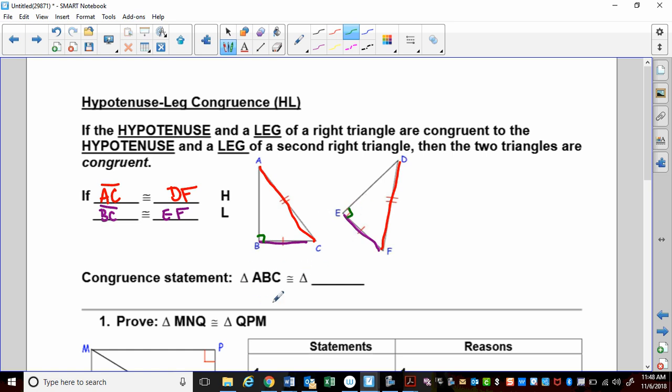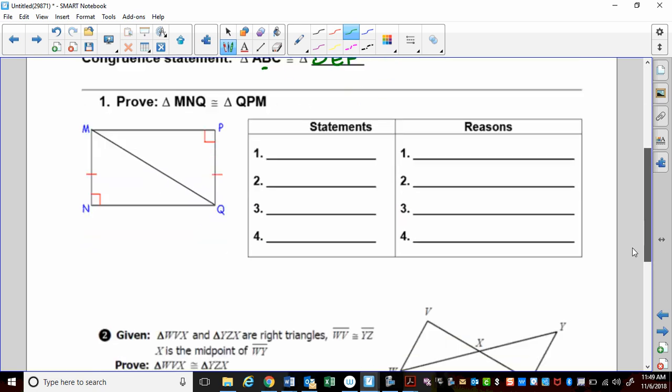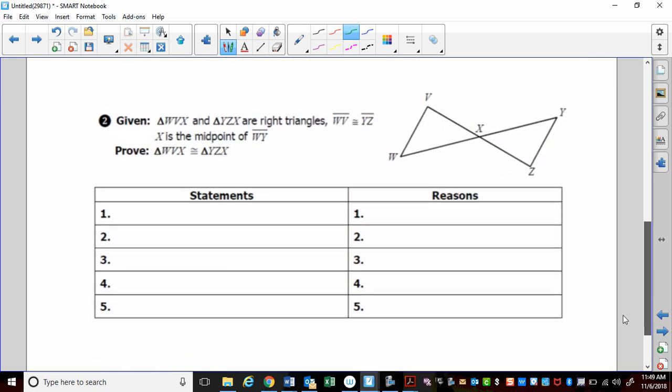Remember, the congruency or the order matters. A to B to C. A is the one with no congruencies in the red. No congruencies in the red is D. Then they told us to go to B, which is the right angle. Our other right angle is E. And then they told us to go to C, which is in between the red and the purple. Between the red and the purple is F. DEF.